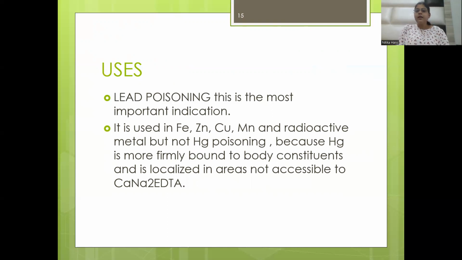Means the areas which are not accessible to calcium disodium edetate, and which have the firm binding of the mercury to the body constituents. As mercury is firmly bound to the body constituents, it is not used in mercury poisoning. It can be used in lead, iron, zinc, copper, and manganese poisoning.